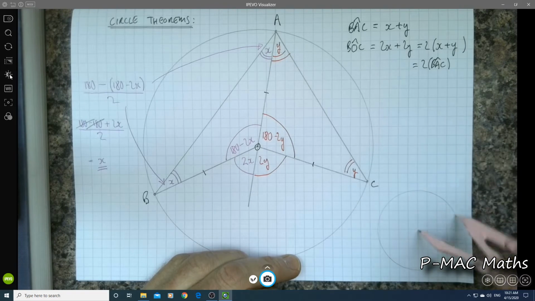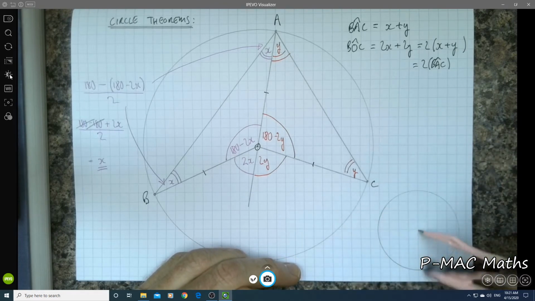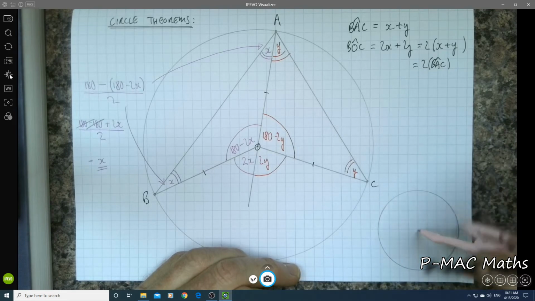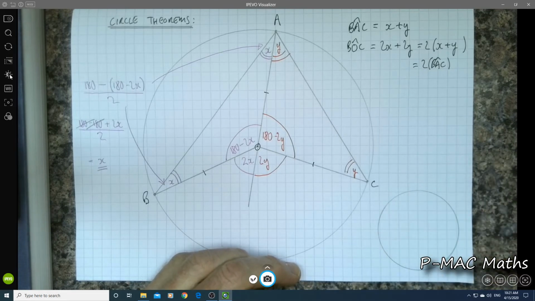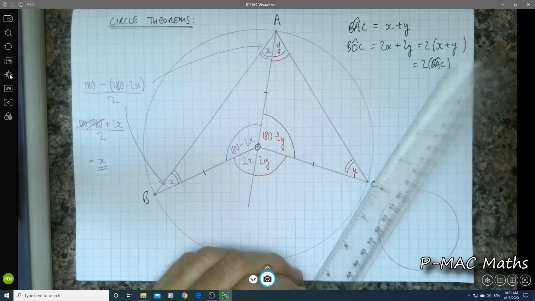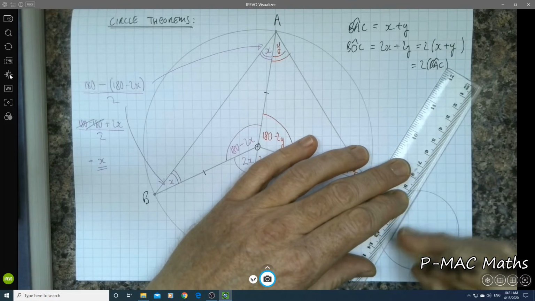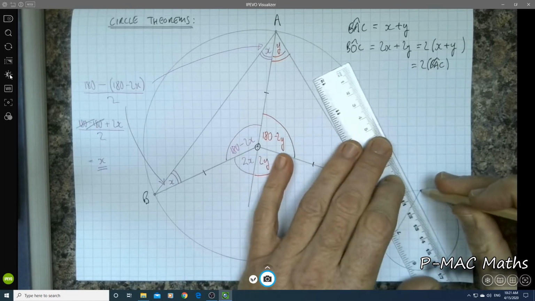These are quality compasses, this. My daughter is definitely not getting this back. Okay. Where's my ruler? Okay.